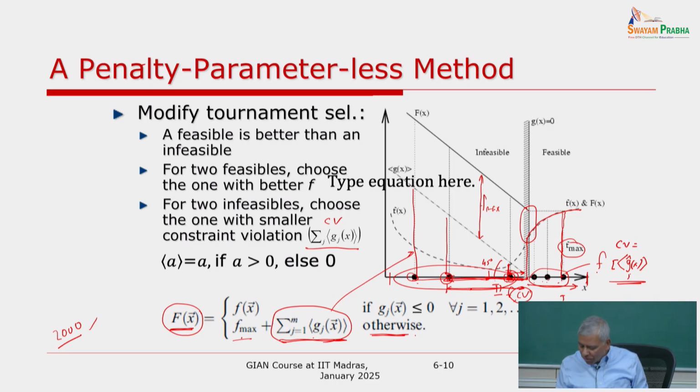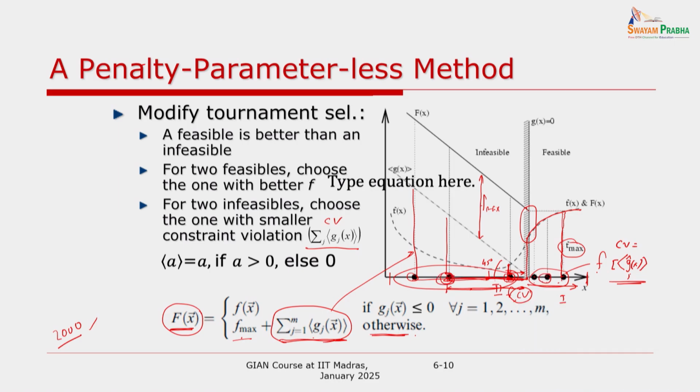Okay, so if I compare this with that, which is better? This one is very high, large, and this one is small, so this is better. If I'm comparing any two in the feasible region here, which is better? Whichever has smaller f, because I have to go over there. And if I compare any two here in the infeasible side, which is better? The one that has small constraint violation. All of this I'm able to achieve with this f.